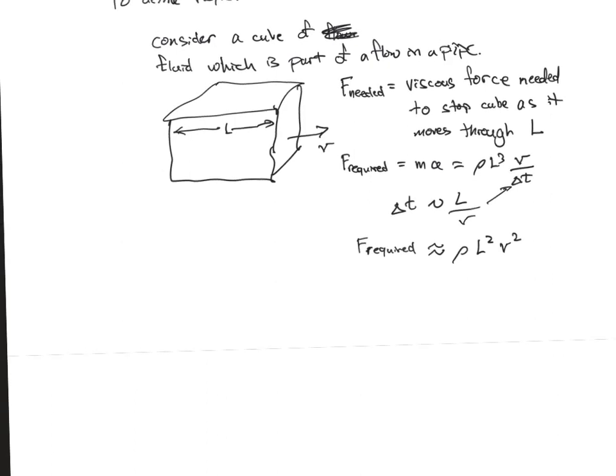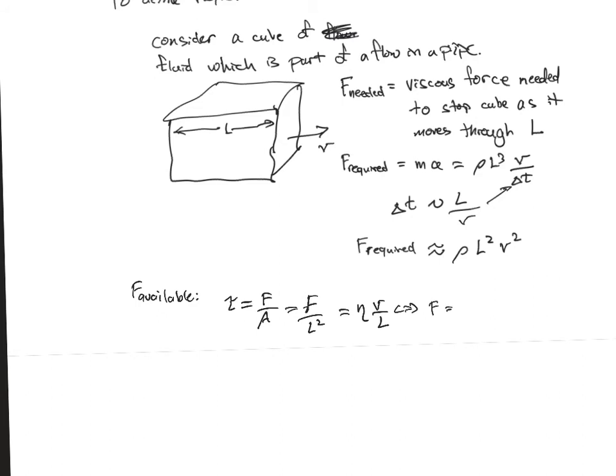The available force we can get from the shear stress that's associated with the viscous force. So the shear stress is force over area, which of course would be force over L squared, because we're talking about a cube here. And that's eta, the viscosity, times V over L, from our equation that basically defines eta. And so I could rearrange this equation to solve for F.